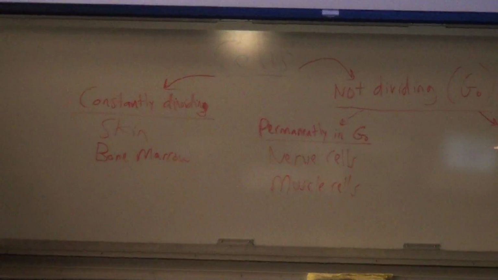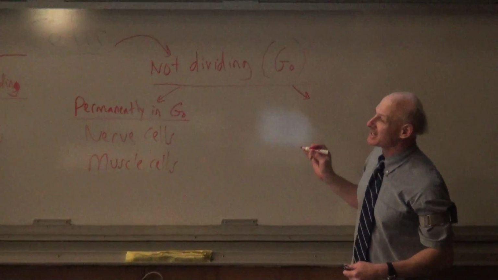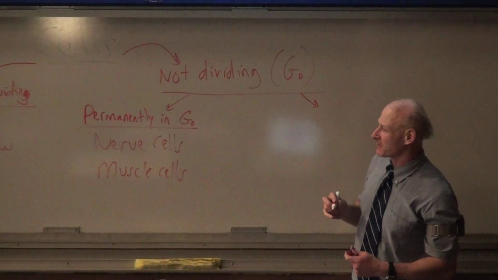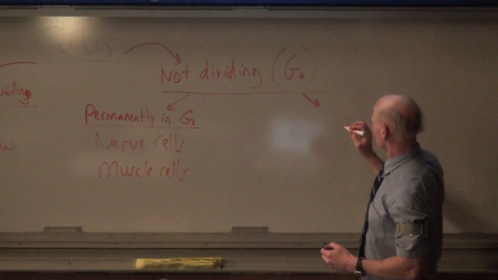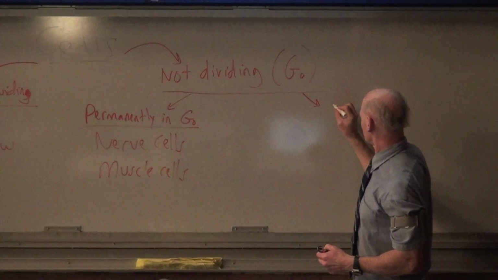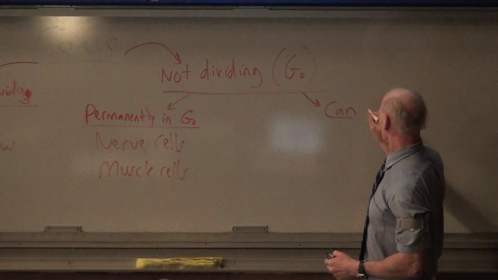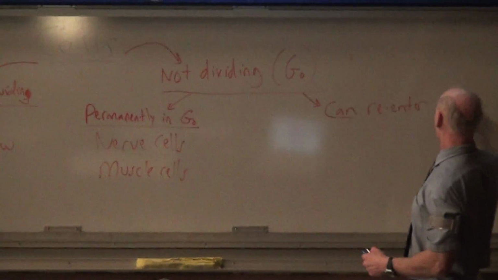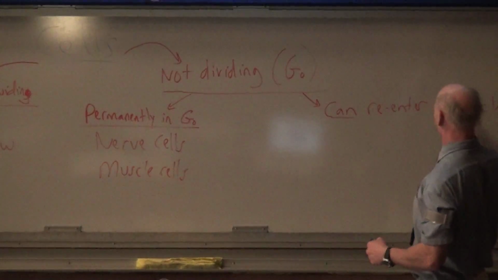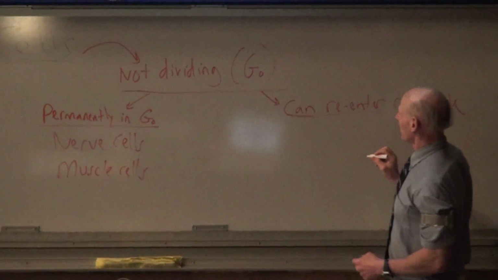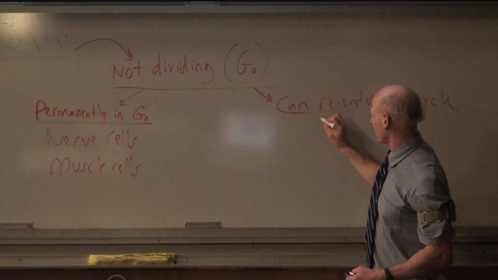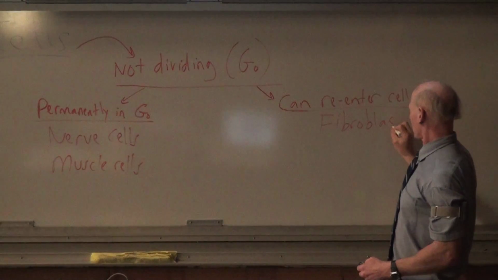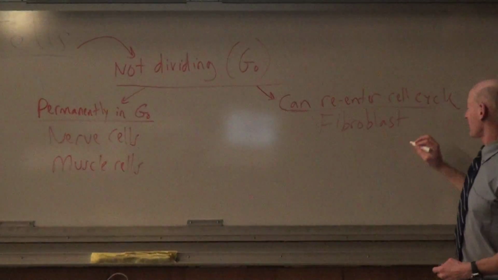However, there are other non-dividing cells in your body that can get back into the cell cycle if they have to. Good examples of those are a type of cell called a fibroblast. Those are scar-making cells.